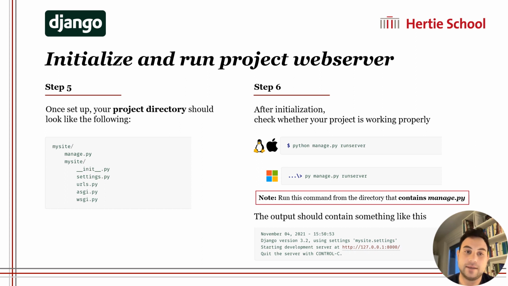Once you have it up and running, it should look like this within your folder. It should be the my site, or whatever you've called it, and the manage.py. Then within that, you should have all of the following files. These are the standard files that come within Django when you initialize it.